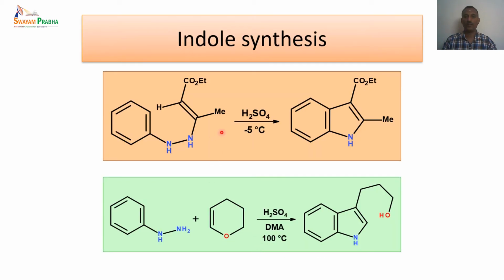There is another synthesis which is shown here. In this particular case, sulfuric acid is used as the reagent for the cyclization. The reaction actually occurs at a very low temperature, that is at -5 degrees.